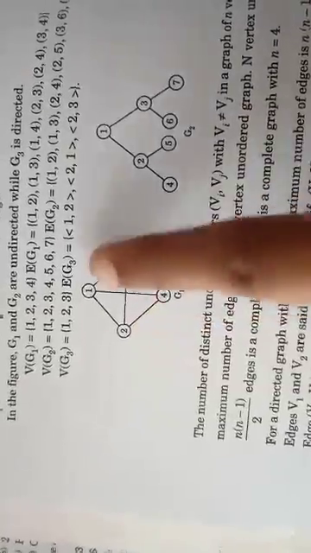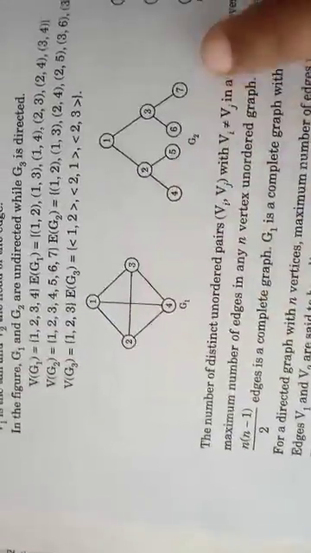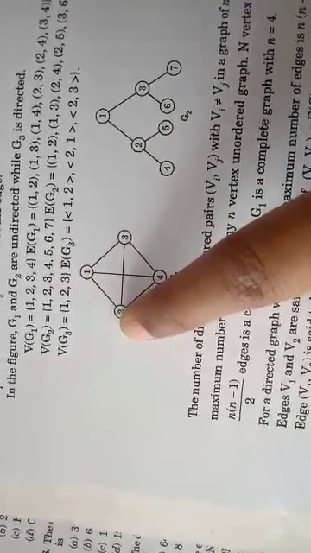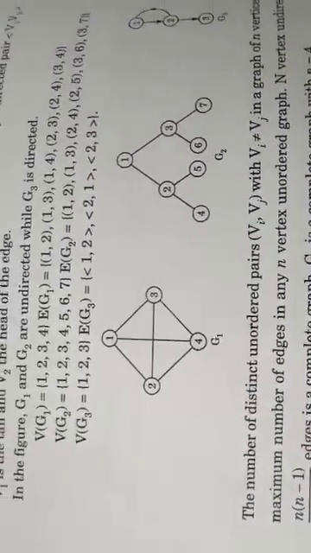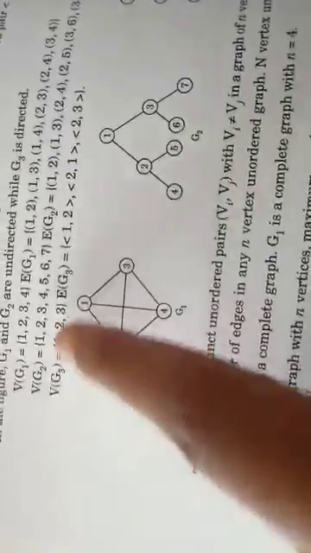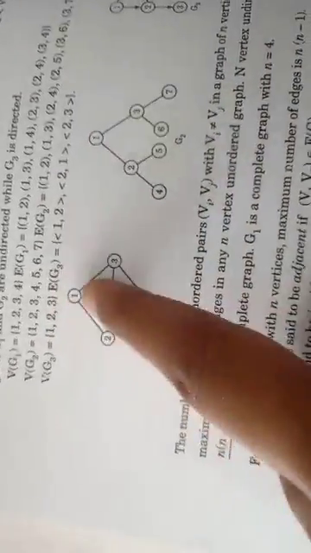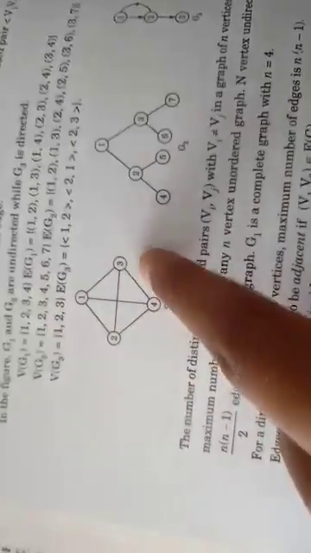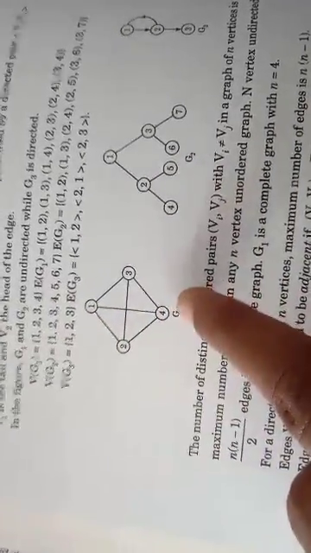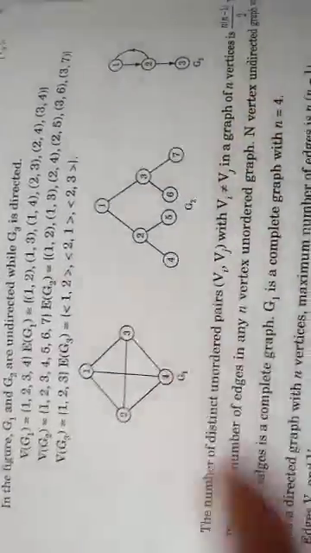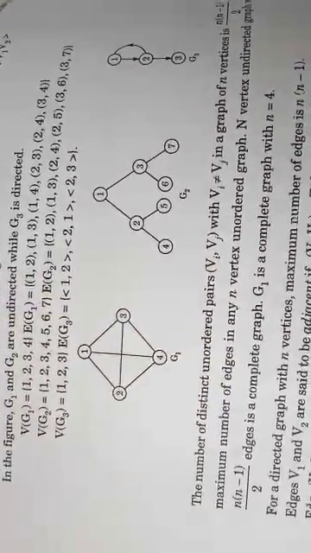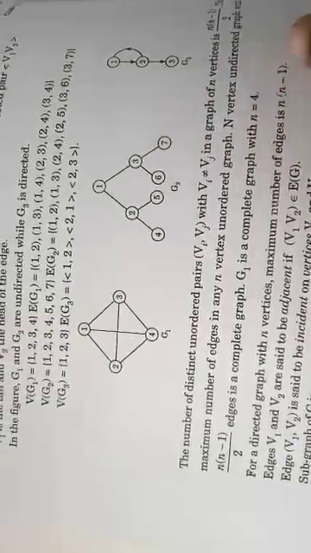V of G1: 1, 2, 3, 4. E of G1: 1,2; 1,3; 1,4; 2,3; 2,4; 3,4. Okay. Next, V of G2: 1, 2, 3, 4, 5, 6, 7. E of G2: 1,2; 1,3.